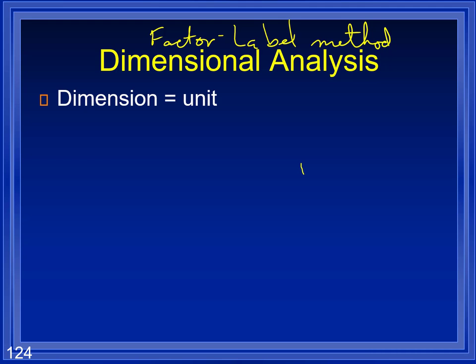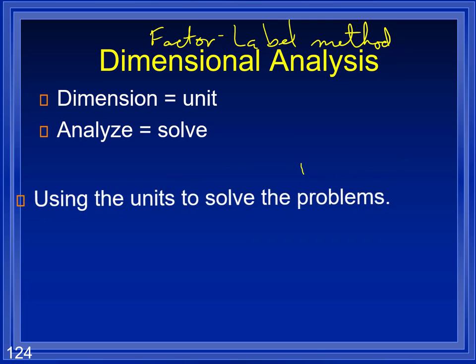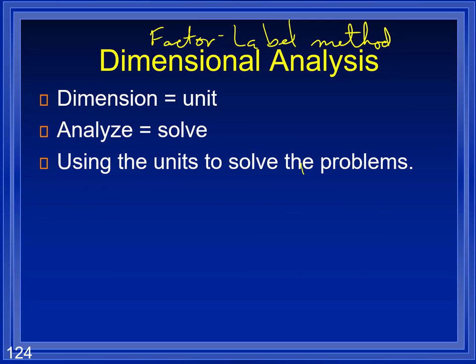Okay. Dimensional analysis, also called the factor label method. Dimension means unit. And when we analyze something, we solve it by tearing it apart into pieces. So we are going to solve problems by tearing them apart into units, so that the units will tell us how to solve the problem. If you watch me do these problems, I always put the units first.